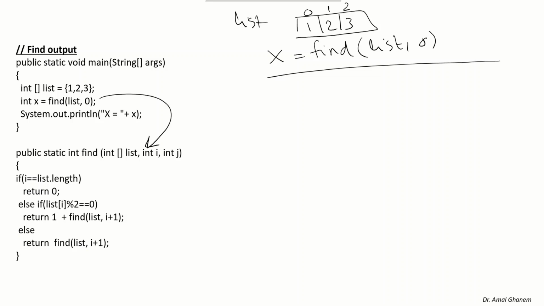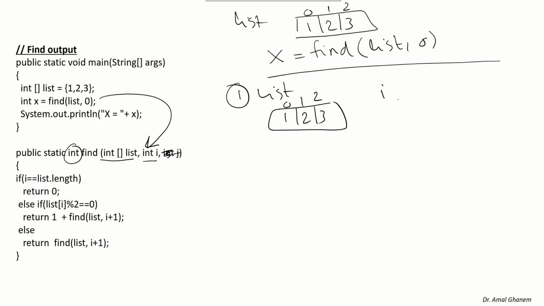So we will go to this method. We have the array, we have i, so sorry, we don't have j, we have i, and we have to return an integer at the end. So in the first call of your method, you will have your array list with 3 elements, and you will have i initially as 0.